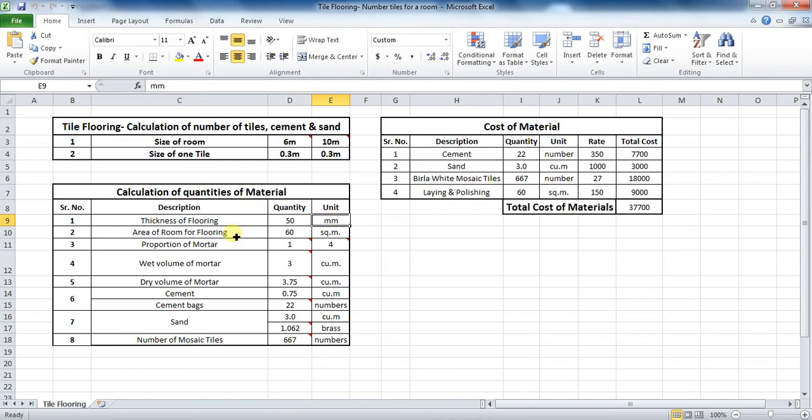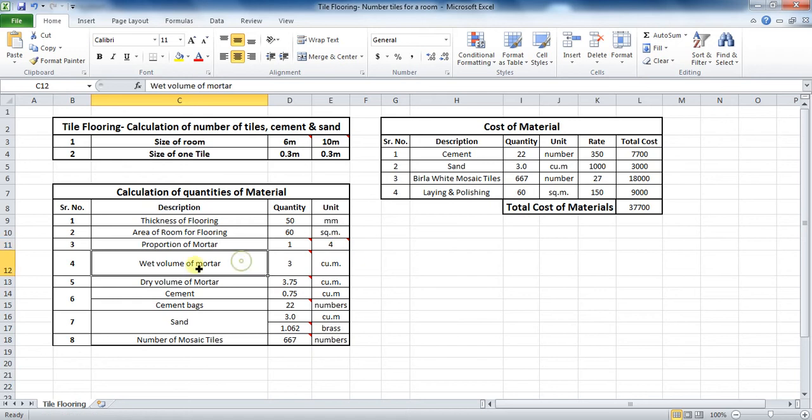For the calculation of area of room to be floored, multiply the width of room and length of room. That is, this 6 meter multiplied by 10 meter. So, the formula in Microsoft Excel will be equals to cell D3 multiplied by cell E3, which comes as 60 square meters. The proportion of mortar is 1:4, where 1 is cement and 4 is sand.